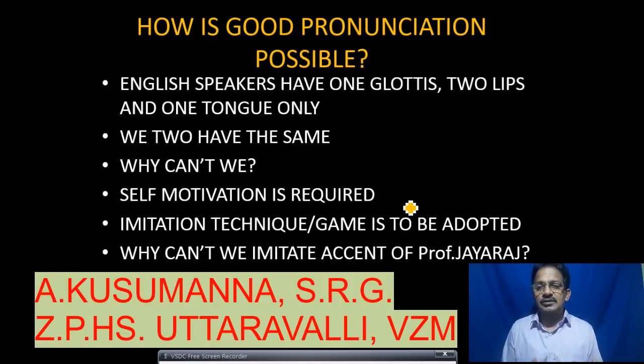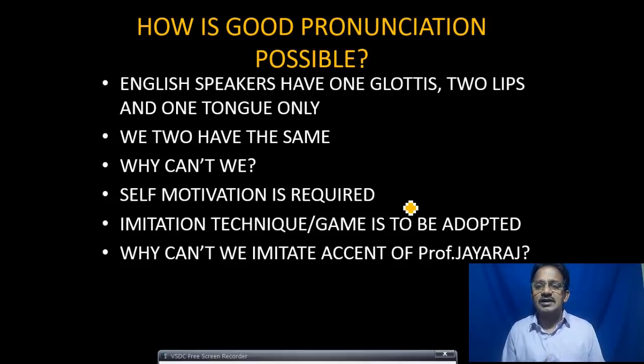And they too have one glottis and two lips and one tongue only. But why can't we? We are not in a position to speak fluently, and we are not in a position to learn the right pronunciation of that accent, and we are not imitating. So imitation is one of the beautiful techniques, gaming.